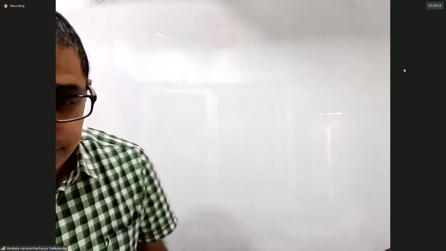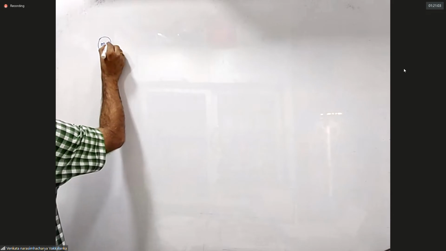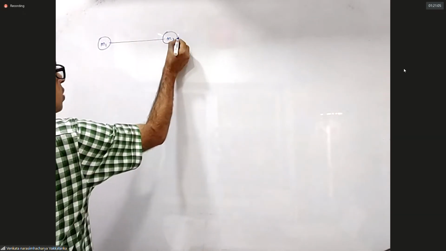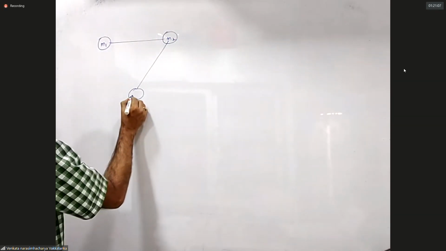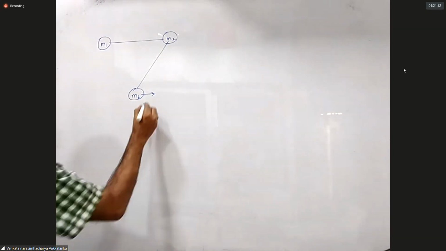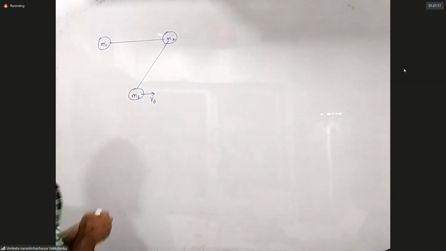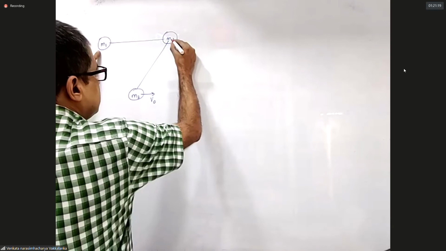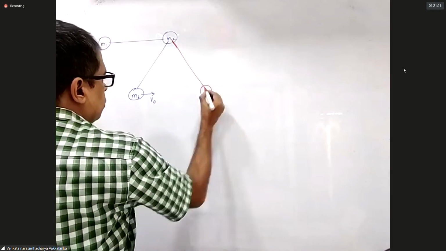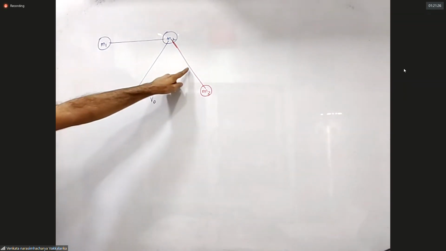Now listen. This problem is no doubt lengthy, slightly difficult to visualize. This is M1, this is M2, this is the initial state of M3, given a velocity of how much? We know, V0. Final state means when will M1 eventually start moving? When M3 comes to this particular point, when the string becomes taut.